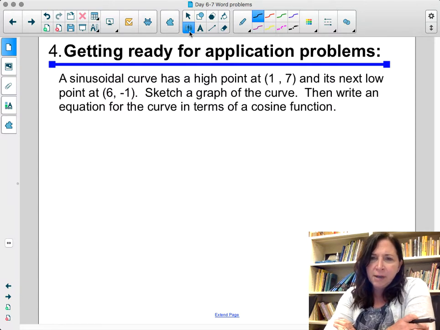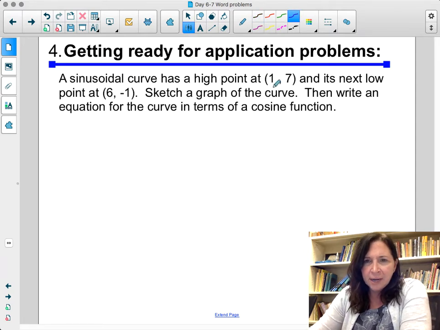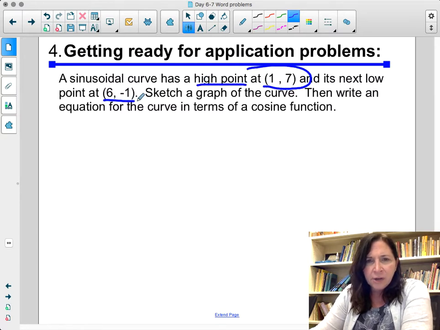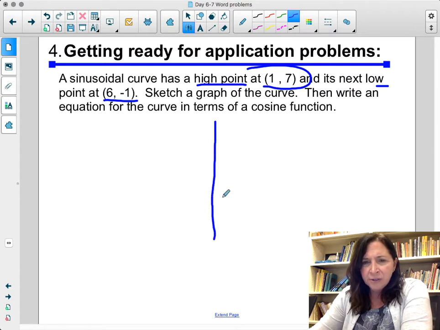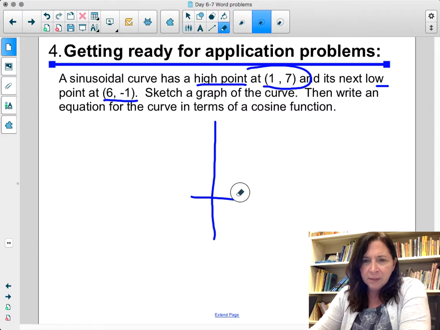Has a high point of (1, 7) and a low point of (6, -1). So what they're doing is they're giving us some key information right now. This right here being a high point. This right here telling me it's a low point. So I'm going to graph my sinusoid, okay? And let me try to make that a little better.